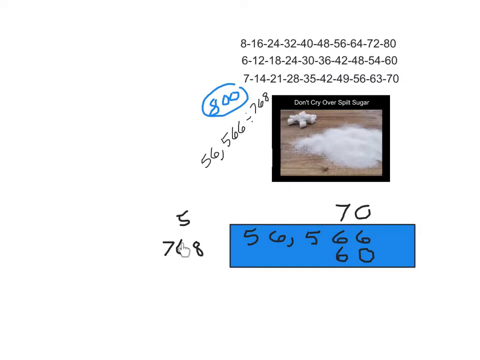So now 7 times 6. So I'm going to come up to the 6's, and I'm going to go 7 places. 1, 2, 3, 4, 5, 6, and 7. That's 42 plus 5 is going to give me 47.